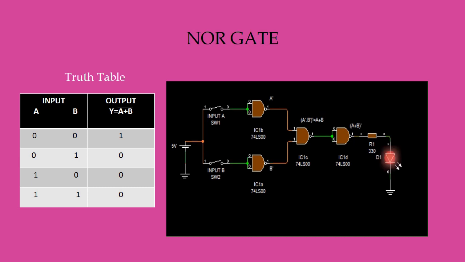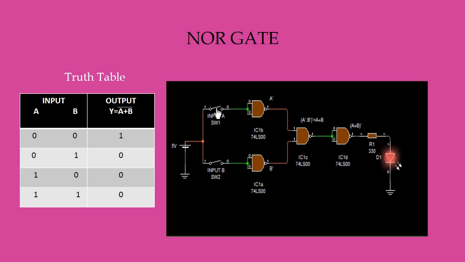Now from here we verify the truth table of the NOR gate. When both inputs are 0 0, that means input A is 0, input B is 0, switch 1 is open, switch 2 is also open. So this is 0, this is 0, that means this is 1 and this is 1. So these two 1s are now connected here, and from here we get 0, and this 0 is connected here. So from here we get 1. So the LED is in on condition.